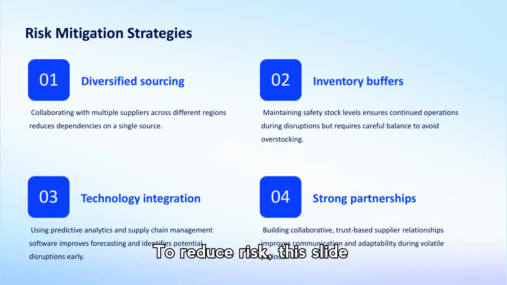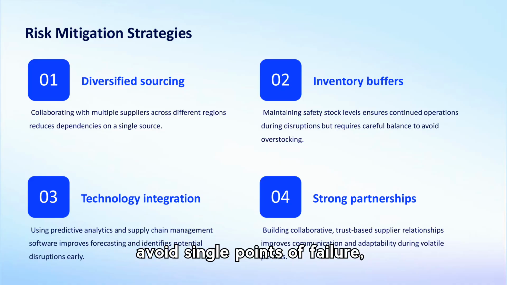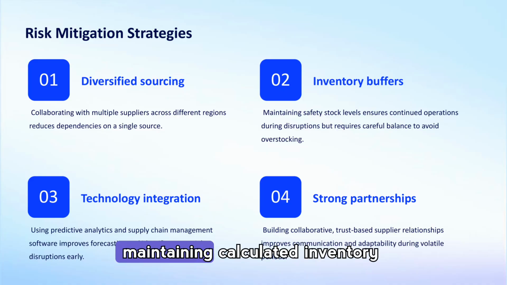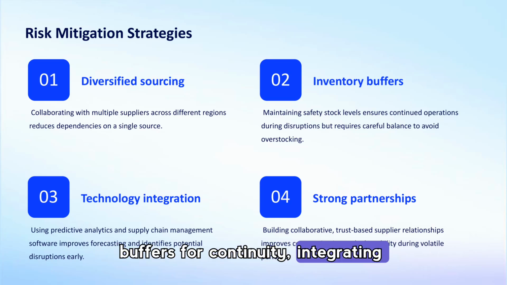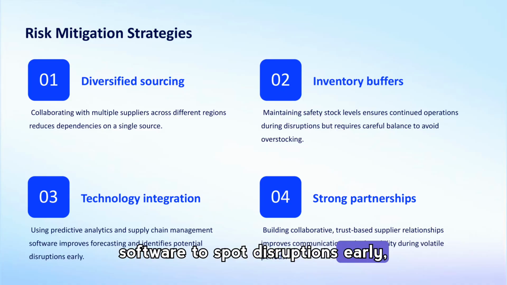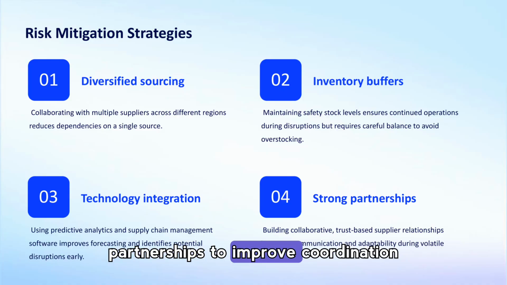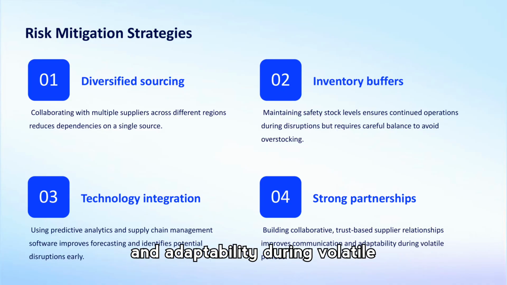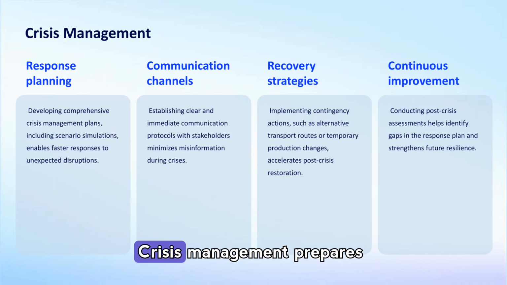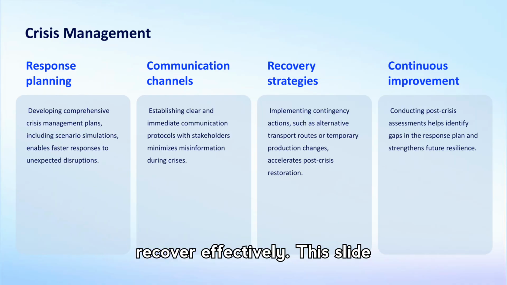To reduce risk, this slide recommends diversified sourcing to avoid single points of failure, maintaining calculated inventory buffers for continuity, integrating predictive analytics and supply chain software to spot disruptions early, and building strong, trust-based partnerships to improve coordination and adaptability during volatile periods. Crisis management prepares organizations to respond quickly and recover effectively.